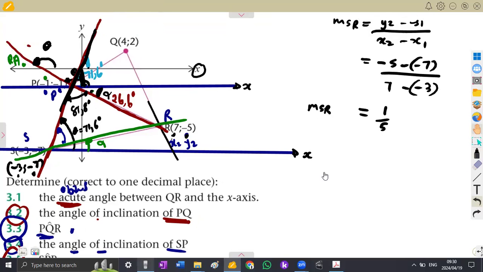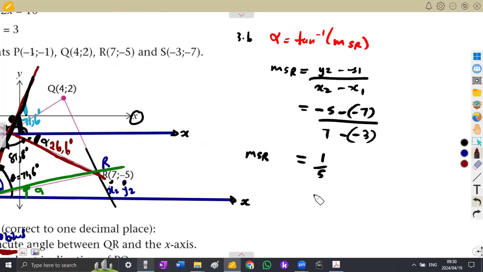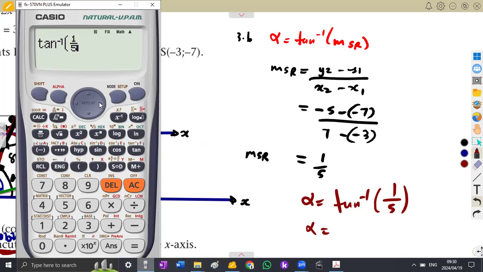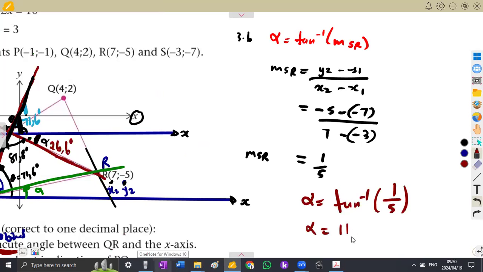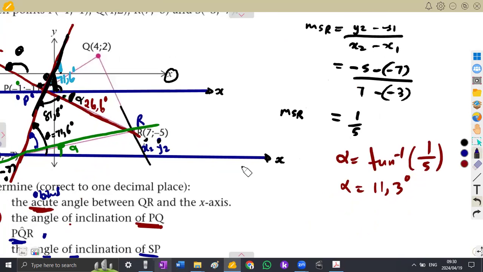So from the gradient of SR that we have, this is where we are going to calculate alpha, which is the angle of inclination. Alpha is arctan of the gradient that we calculated, which is 1/5. That gives 11.3 degrees. So if alpha is 11.3 degrees, the angle between this line and the x-axis, we are going to see that the angle theta, which is the one between our x-axis and the line SP, is a combination of alpha and the angle that we want to calculate, which is the angle PSR that we are given.